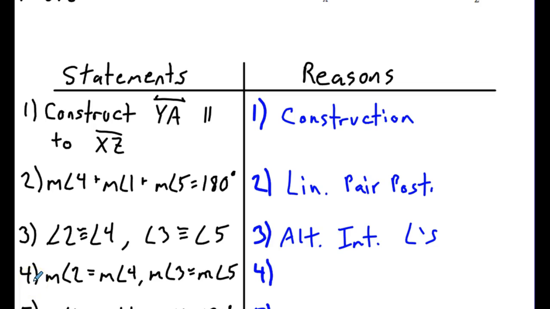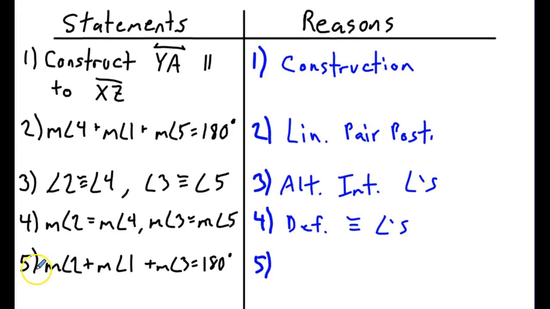Now step 4, we have the measure of angle 2 equals the measure of angle 4, and the measure of angle 3 equals the measure of angle 5. That is just the definition of congruent angles. If two angles are congruent, if angle 2 is congruent to angle 4, then the measures of those angles are equal to each other.